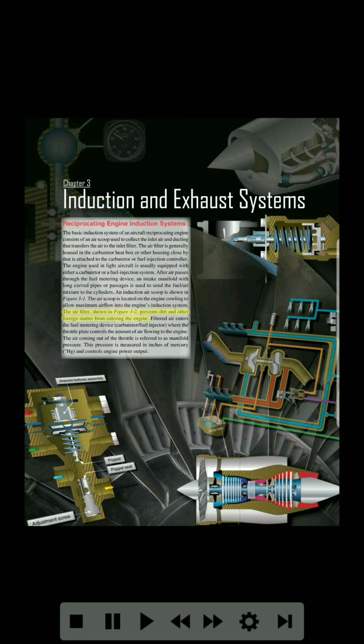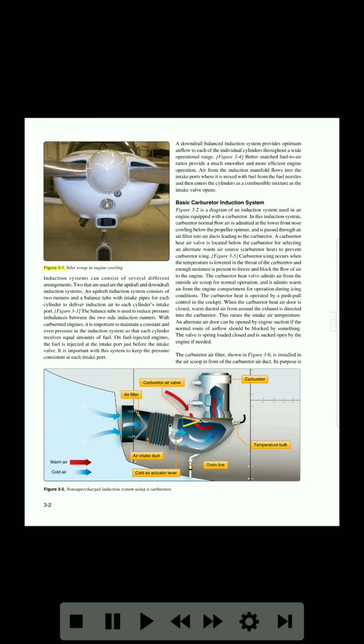The air filter, shown in Figure 3-2, prevents dirt and other foreign matter from entering the engine. Filtered air enters the fuel metering device, carburetor/fuel injector, where the throttle plate controls the amount of air flowing to the engine. The air coming out of the throttle is referred to as manifold pressure. This pressure is measured in inches of mercury, Hg, and controls engine power output. Figure 3-1. Inlet scoop in engine cowling.